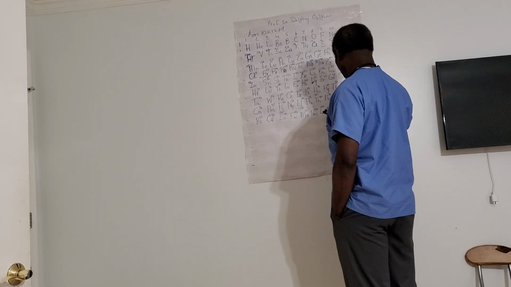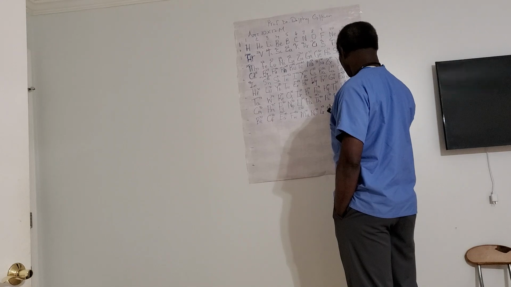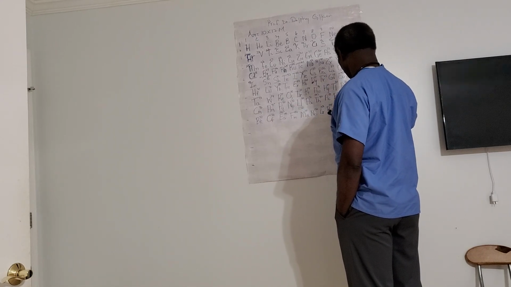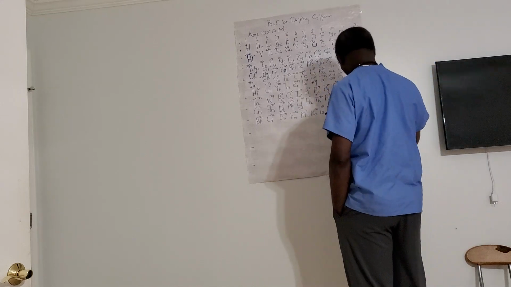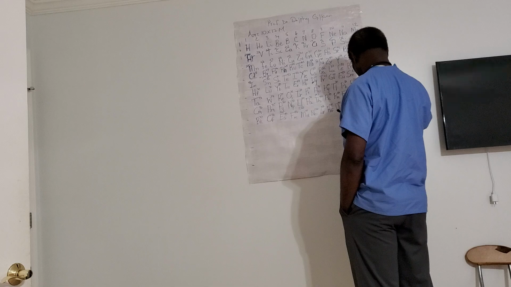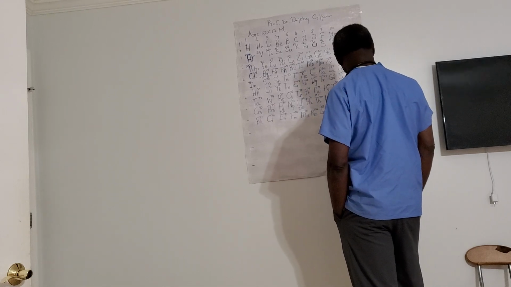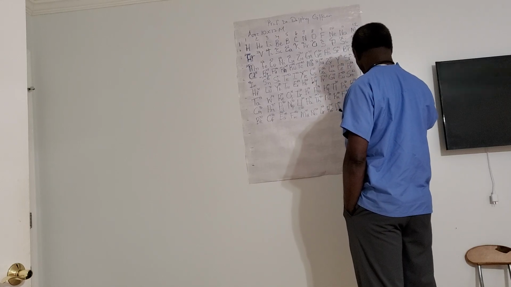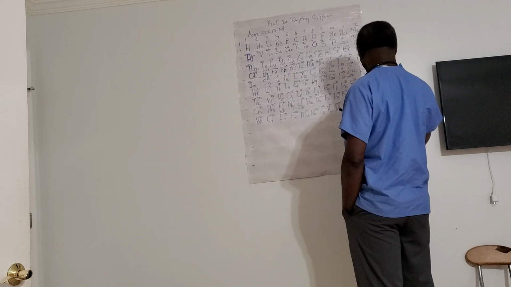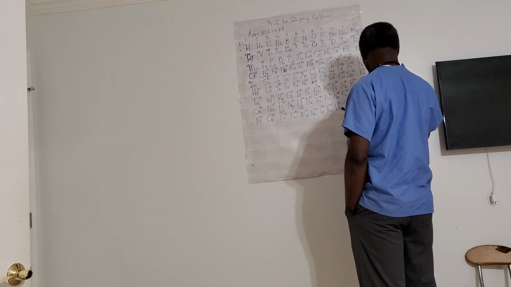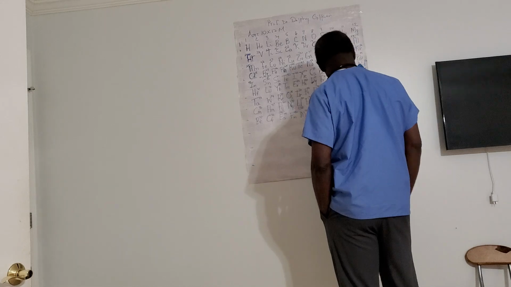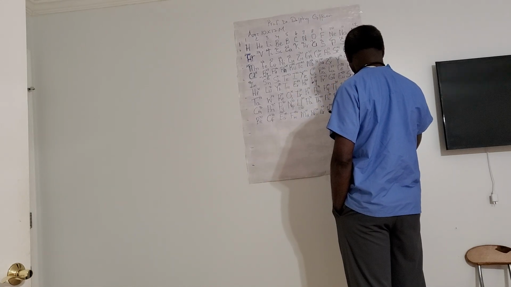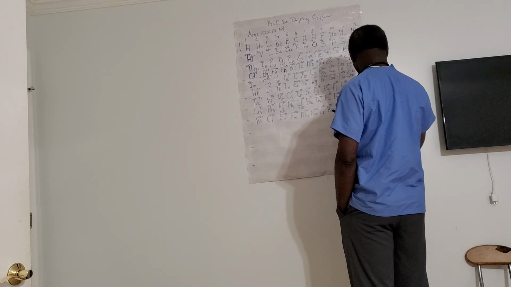104 is rutherfordium. 105 is dubnium, Db. 106 seaborgium. 107 bohrium. 108 is hassium. 109 is meitnerium. 110 darmstadtium. 111 roentgenium.